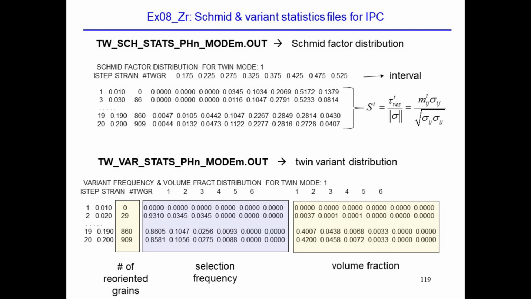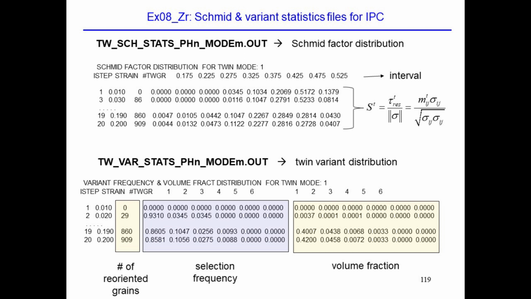So towards the end, this gets accumulated, and then by the end you have about 85% of the grains that you pick were variant 1, 10% of the grains were variant 2, 2% were variant 3, and the rest was 0 or negligible. This is telling you the volume fraction represented by each variant.